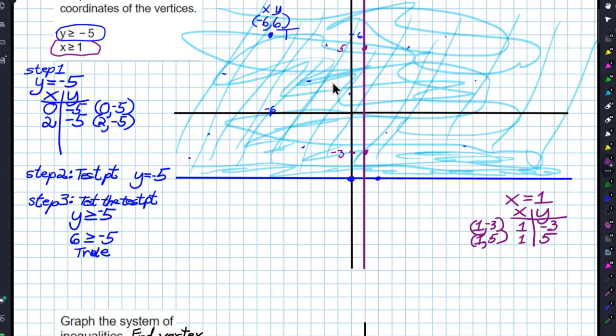Okay, now try not to think about the blue line or the blue shading. All that matters right now is the red line or the magenta line. So step 2 is choose a test point. And I could choose something over here. Yeah, that's too big. How about, should I choose there or there? I don't know. Let's choose here. We'll live dangerously. This is going to be our test point.